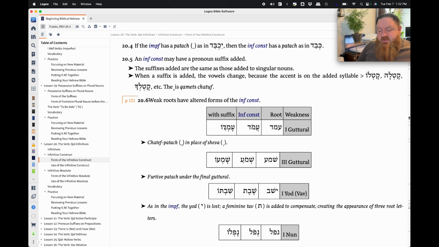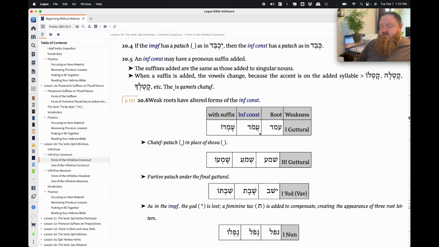Now, when you add the suffix, it looks normal again because it's no longer a shva. It's just that kametz chatuf with the 3ms suffix, okay? But that's the irregularity with the one guttural, it won't take a shva here, so you're going to expect a hatef vowel. Usually that's going to be, I think almost always it's going to be hatef patach or hatef segol.